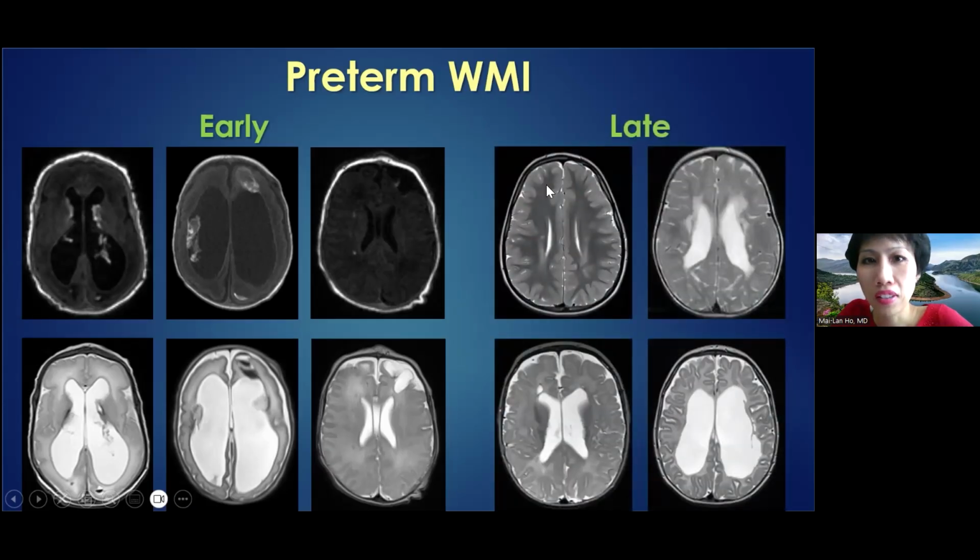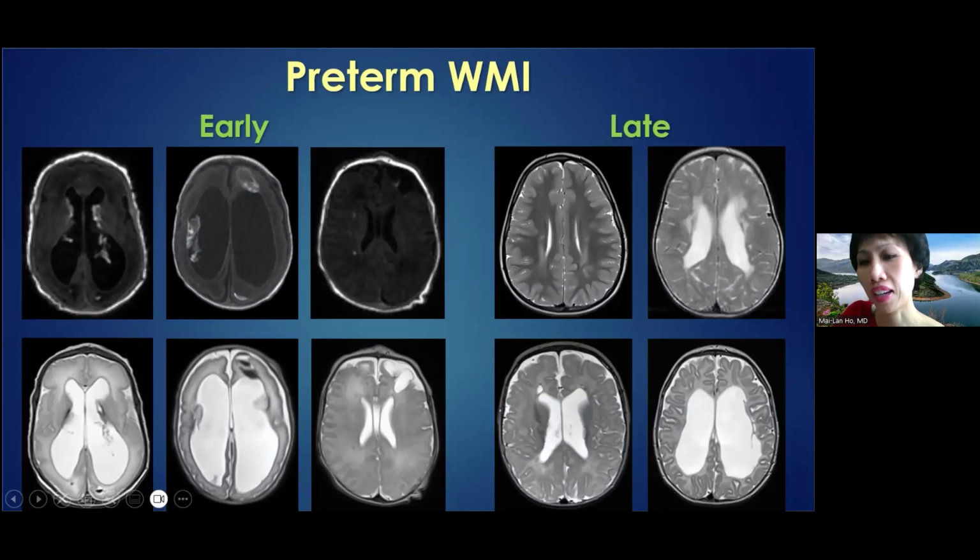And then late findings. So if you just see this kind of patchy, periventricular white matter stuff, and there's volume loss, right? You suspect, even if this is an adult, and you're reading it, that they had some preterm white matter injury.